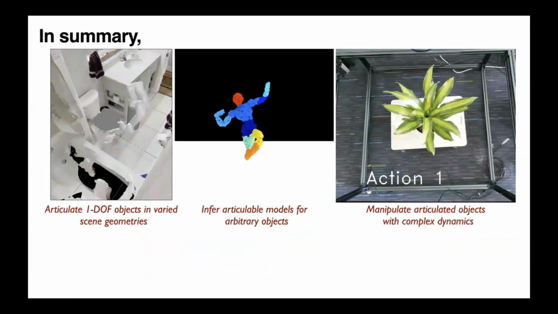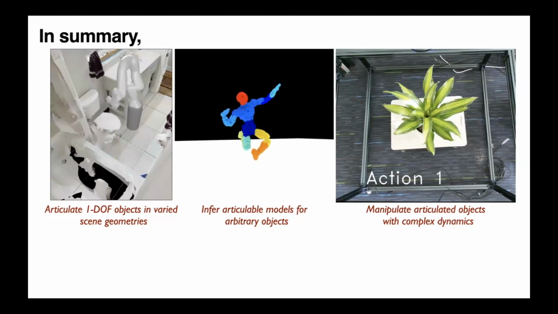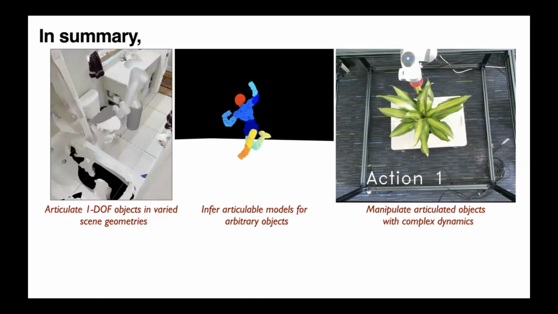Okay, so to summarize, what I showed you today was three different aspects of dealing with articulated objects around us. The first was, how can you output motion plans, or precise motion plans, for articulating one degree of freedom objects in varied scene geometries. Second was, how can we infer rearticulable models for articulated objects through point cloud observations. And the last one was, how can we manipulate articulated objects which have complex dynamics?